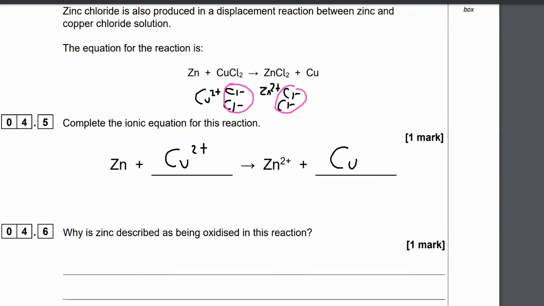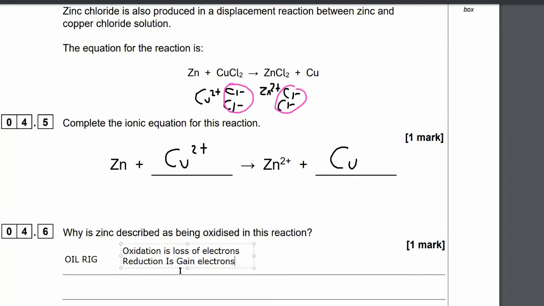Cool. All right, the next question: why is zinc described as being oxidized in this reaction? So hopefully you've heard of this term, OIL RIG. And what does OIL RIG mean? Well, oxidation is loss of electrons, and reduction, whoopsie, is gain or getting electrons. So OIL, oxidation is loss, RIG, reduction is gain.